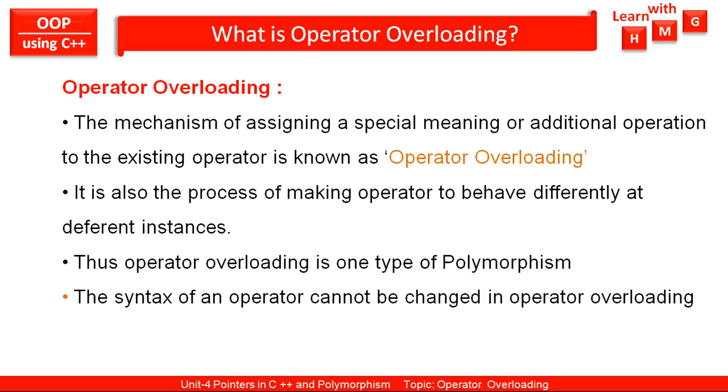Suppose the negation operator is always applied as a preceding symbol to the variable, that is minus variable, but you cannot use it as a postfix, that is variable minus. This is because you would be going against the syntax. So syntax cannot be changed. Using the same syntax of the existing operator, you have to assign an additional operation to it, and that is operator overloading. Now let us see how to do operator overloading with unary operators.